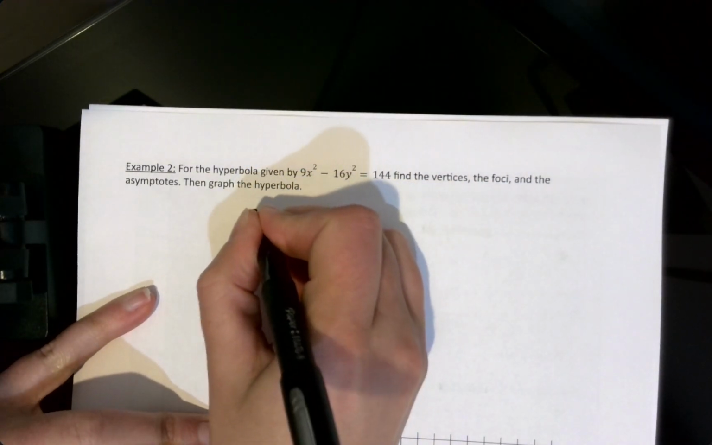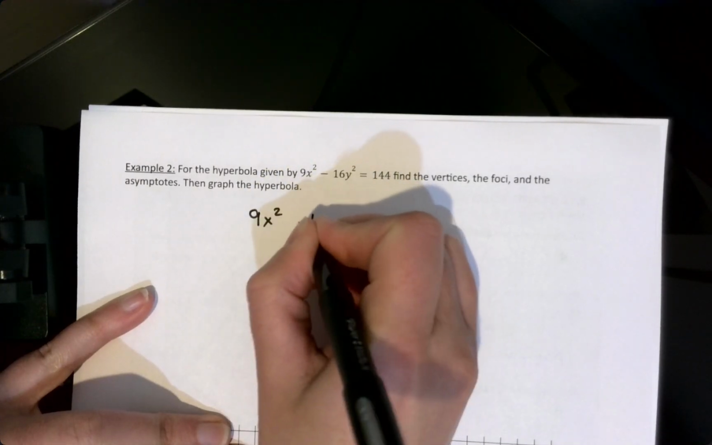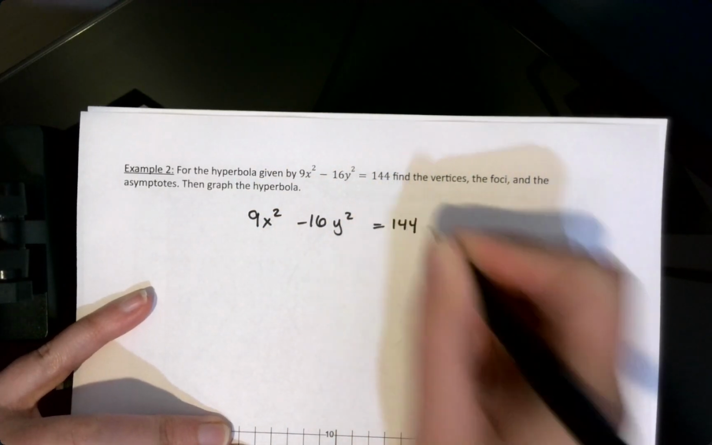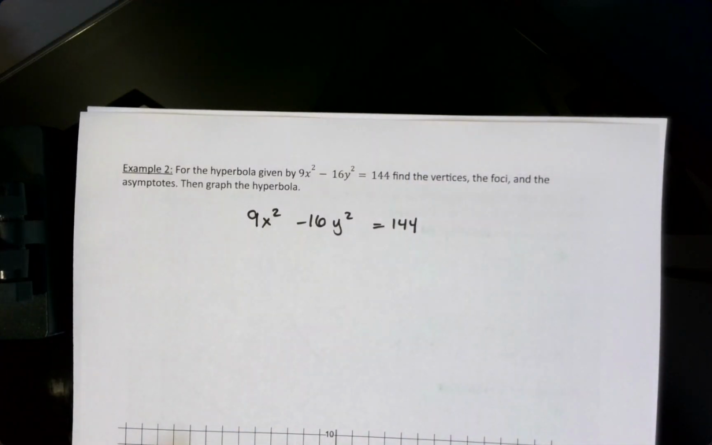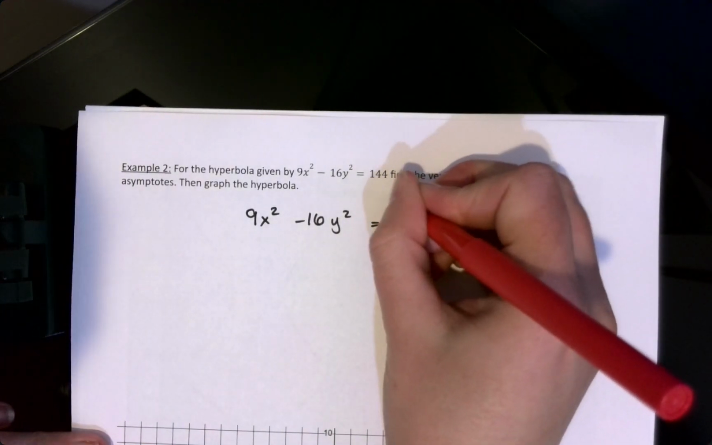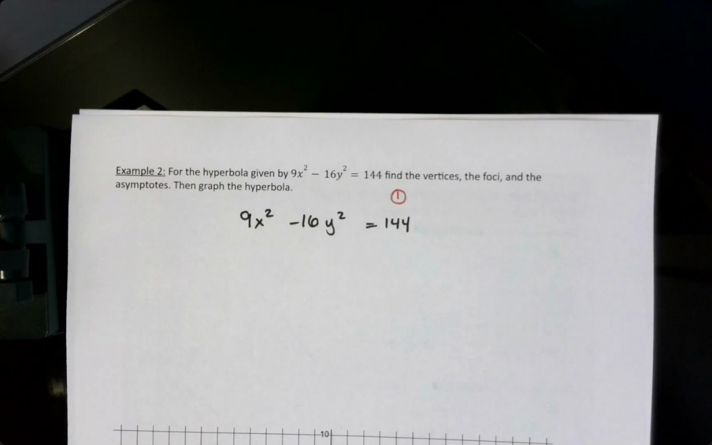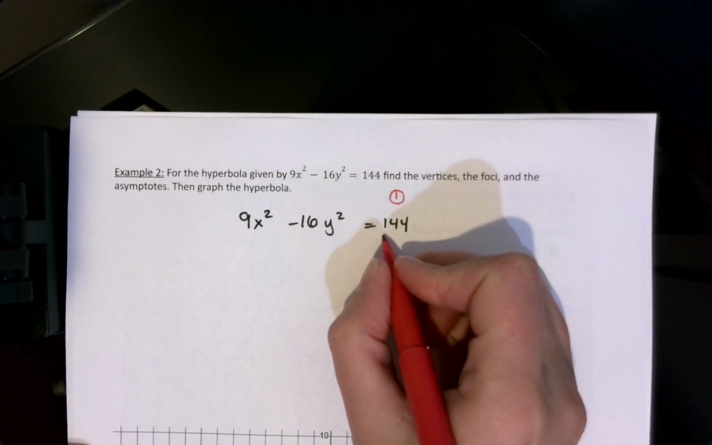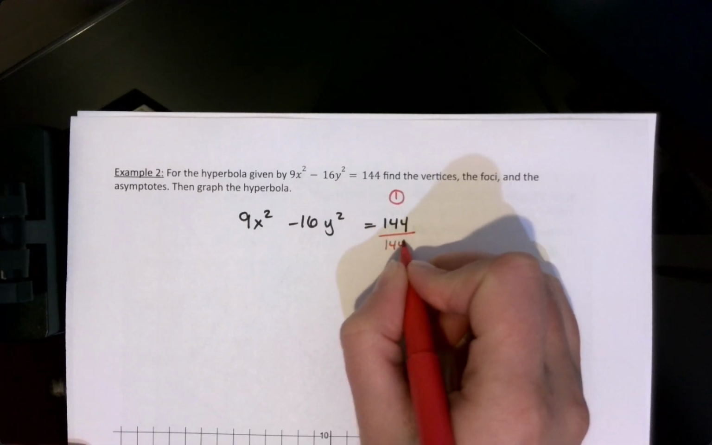All right, let's look at the next one. Now we have an equation of a hyperbola here, and we want to find its vertices, foci, and its asymptotes and graph it. All right, so I've got 9x squared minus 16y squared equals 144. I know the first thing I'm going to need to do is get a 1 on this side because I do need it to be equal to 1 in my final form of the equation. So I'm going to divide everything by 144.